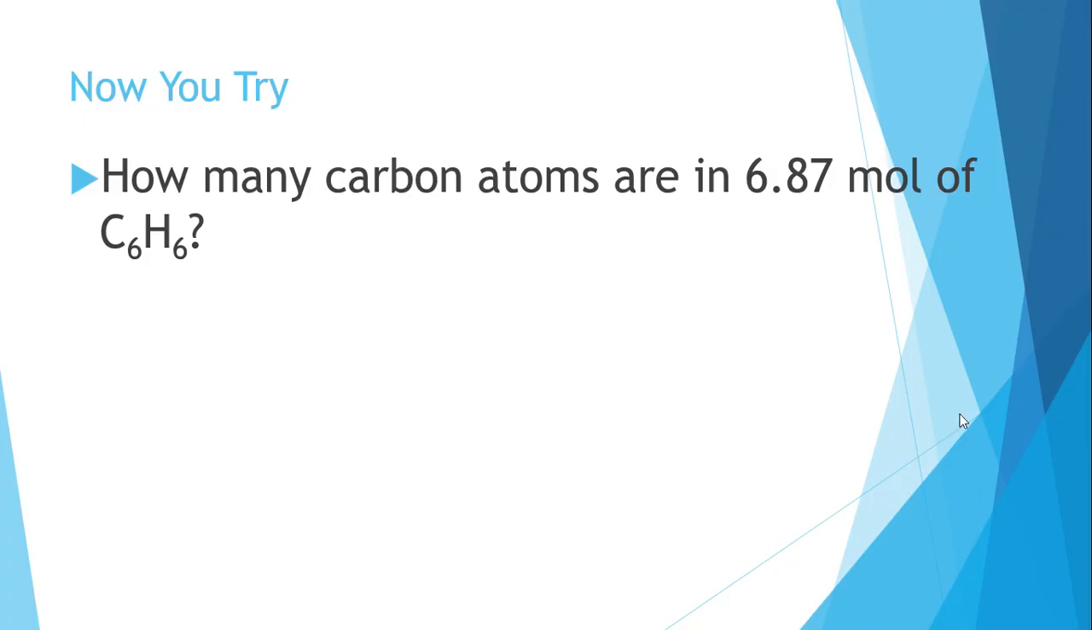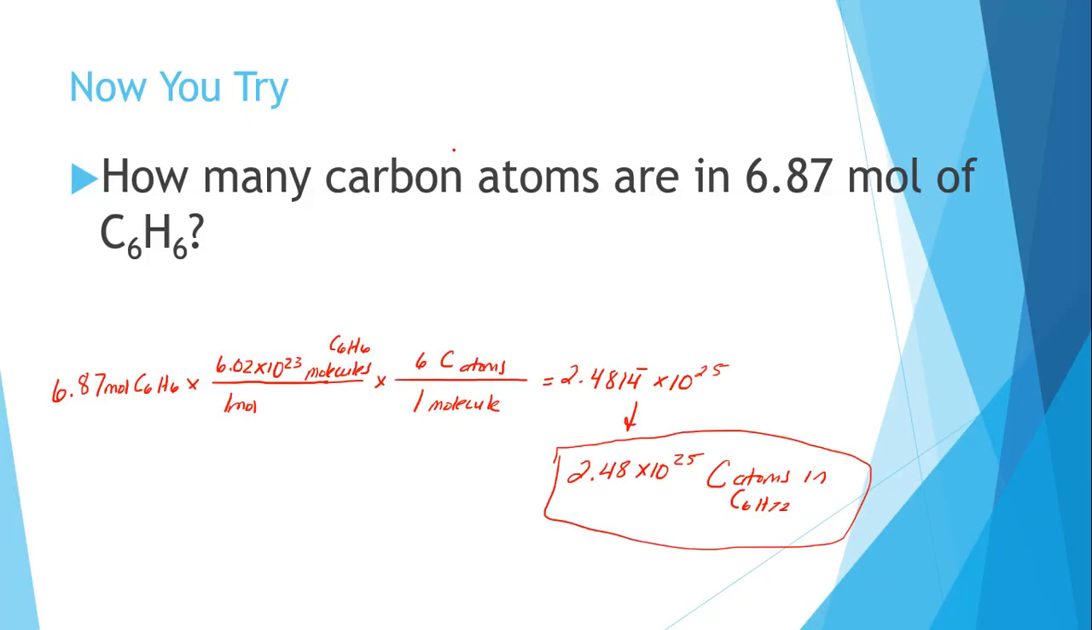Here's the last example for you guys to try on your own. You guys can pause this video and then unpause it to see what the answer is on the next slide. Okay, so here's the answer. Notice here that it's asking for atoms, but this is a compound. It's actually a molecular compound, which is why we named it molecules here. Since it specifically asked for carbon, we only put 6 carbon. And then don't forget we're rounding to 3 sig figs, so 2.48 times 10 to the 25th carbon atoms in C6H6.